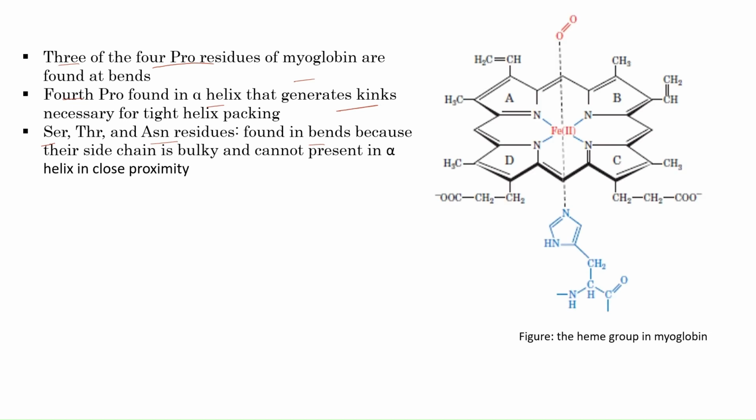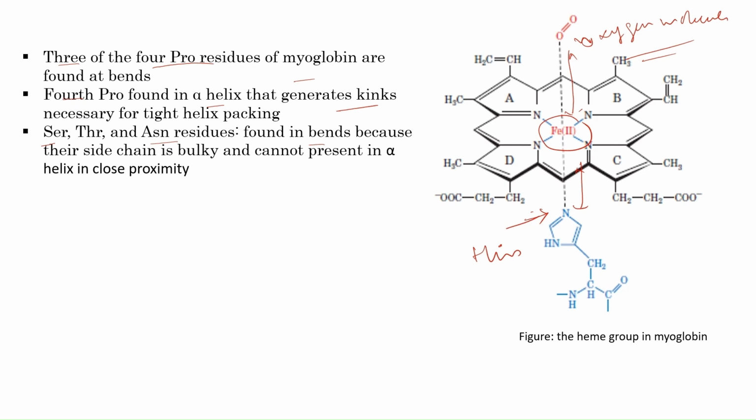Now this is the structure of the heme group in myoglobin. The heme group contains iron. Two of its coordinates are perpendicular to the planar structure, this one and this coordinate. Among these, one coordinate of the iron is bonded with the side chain of histidine, whereas the other coordinate binds with the oxygen molecule. Now, this heme group is present inside the pocket of the myoglobin.